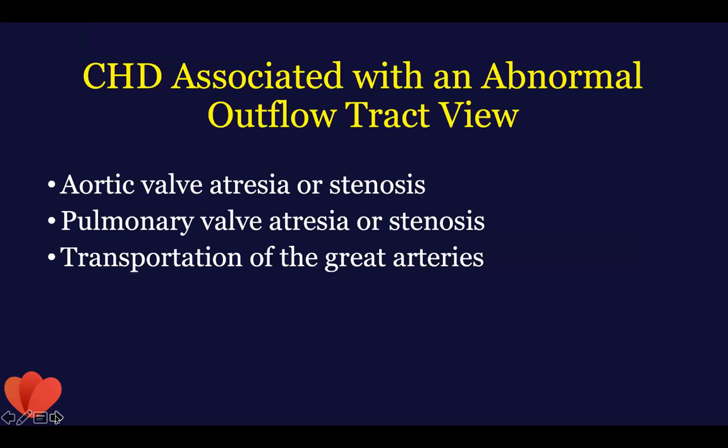So what can we see? The biggest important things are aortic valve atresia, stenosis, because these can be progressive lesions, pulmonary valve atresia, stenosis, transposition of the great arteries, which we already reviewed.